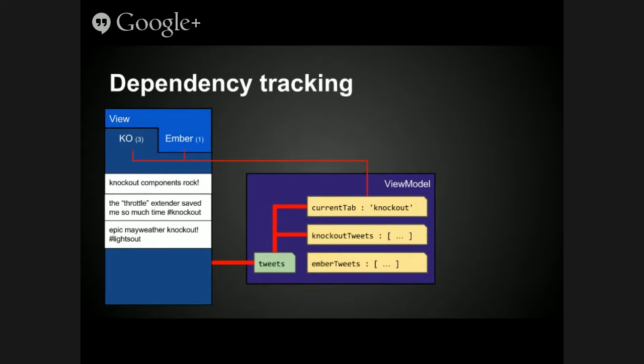Here's a visual representation of that because I think it's easier to picture it when you have something to look at. So on the left is our view in blue with the 3 tweets that are Knockout related. On the right is the view model with our 3 fields, our observables, the current tab, Knockout tweets, and Ember tweets, and our computed in green. And the red lines denote subscriptions to changes. So when our poll returns and gives us a new Ember tweet, the Ember tweets gets updated, but nothing else in the view model is subscribed to that change. So the computed observable does not get reevaluated.